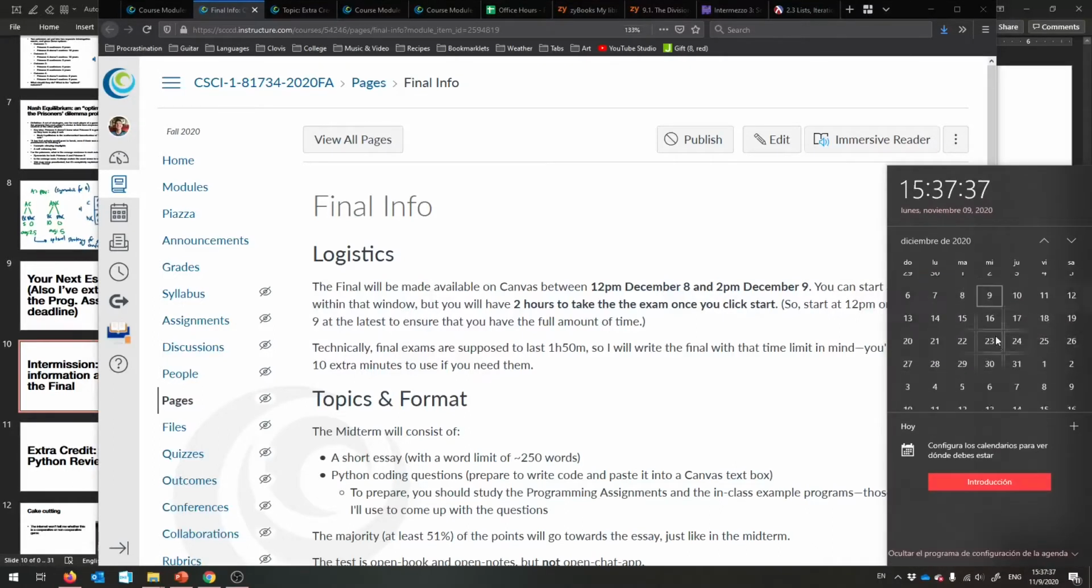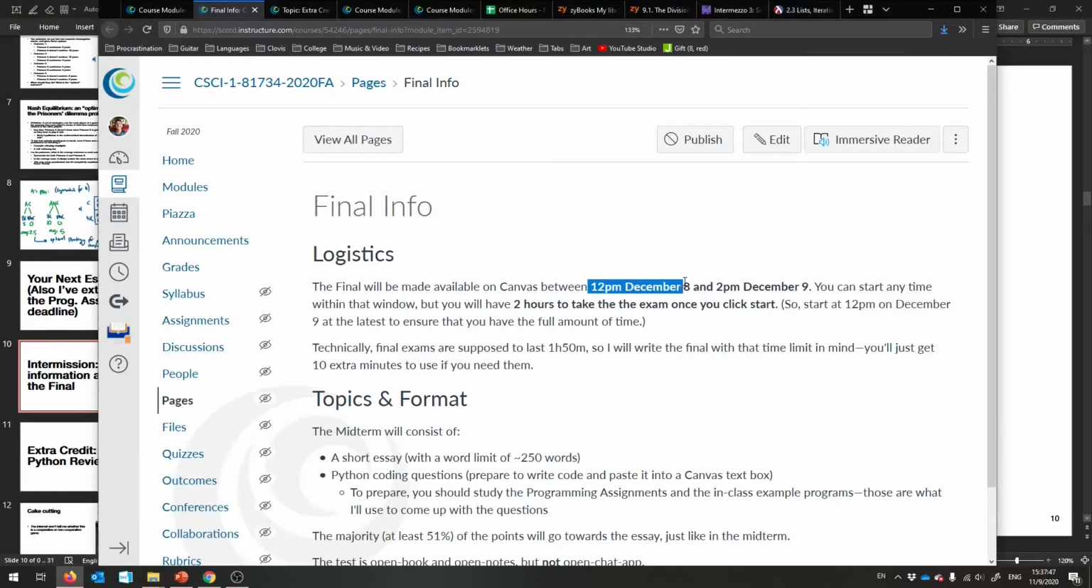So if we go all the way down to December, the 8th is the Tuesday, and then the 9th is the Wednesday. So in between 12 p.m. on the 8th, the Tuesday, and 2 p.m. on the 9th, which is the Wednesday, you can take the exam, but you'll have 2 hours to do it. So if you want your full time, you better start at noon on the 9th. That's the idea. I'm going to make the test like, I'm not going to give you 2 hours and then give you 10 extra minutes of extra questions. I'm going to pretend that this is an hour and 50-minute test, but I'll just give you 10 minutes of extra time because maybe your internet's slow or something.